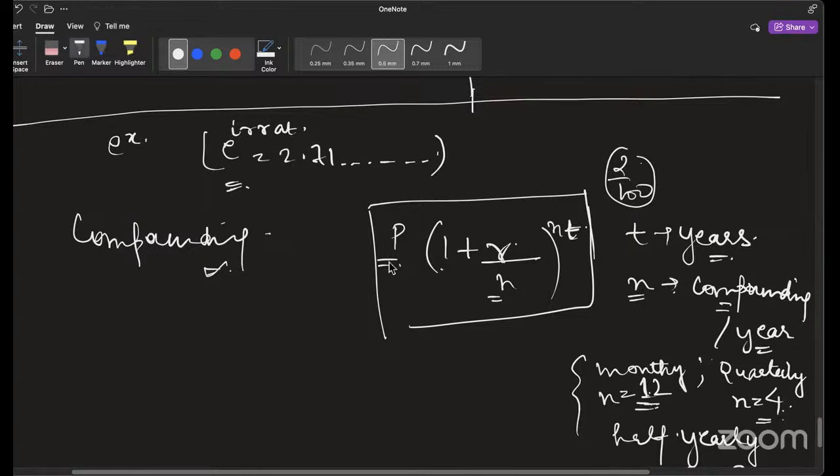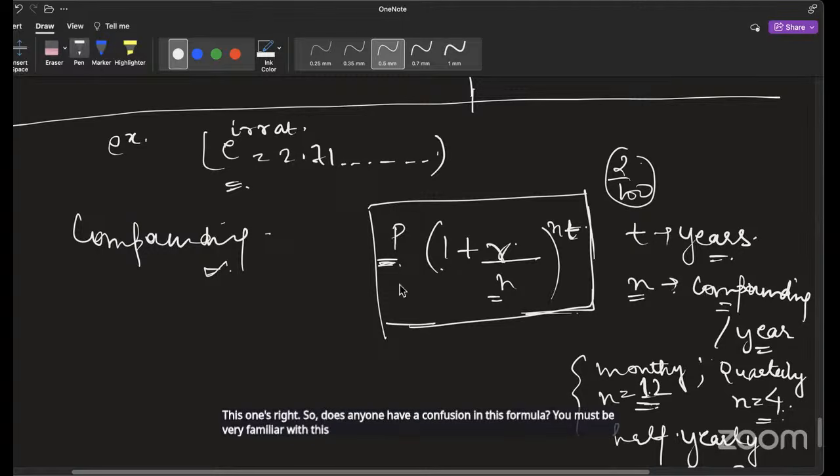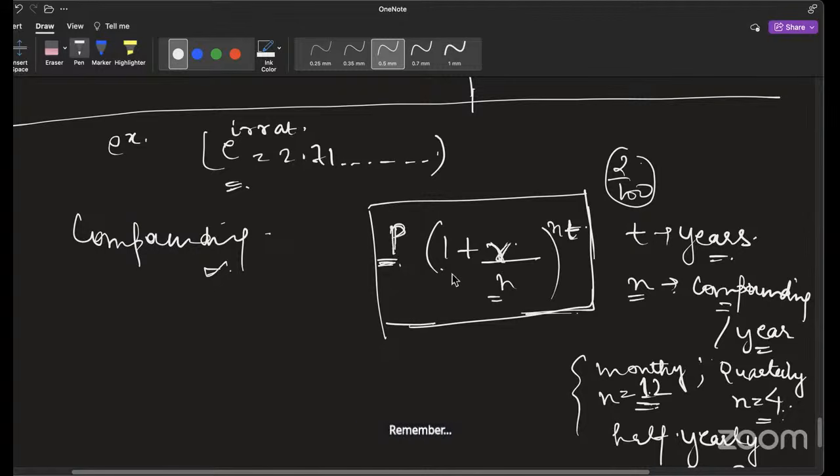This one's right. So does anyone have a confusion in this formula? You must be very familiar with this formula. Ma'am, what is the importance of E here? What is n, ma'am?